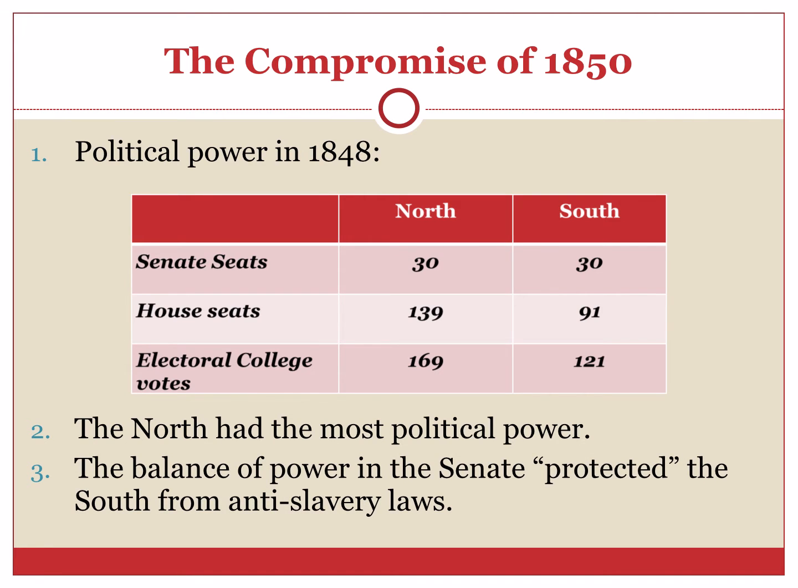But it also meant that the balance in the Senate, both sides having the same number of senators, protected the South from anti-slavery laws. Because even though the North had more political power, they couldn't pass anti-slavery laws because the South could block them in the Senate.